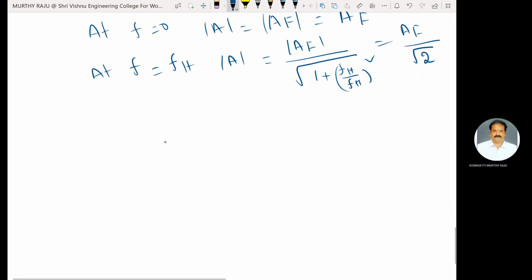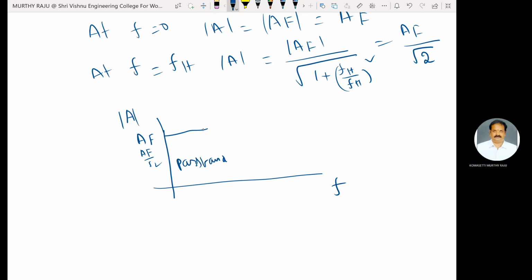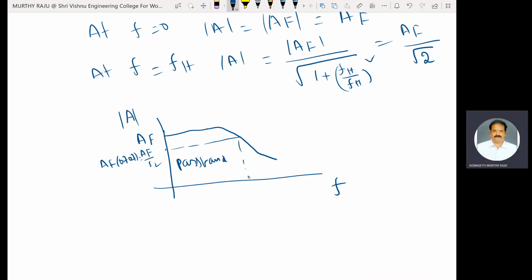By using these equations, draw the gain frequency response of that first order Butterworth low pass filter. The magnitude of the gain at F equal to FH is AF by root 2. The gain in this region is the pass band. Take the AF point, that means AF into 0.707. This one is FH. This one is the stop band.